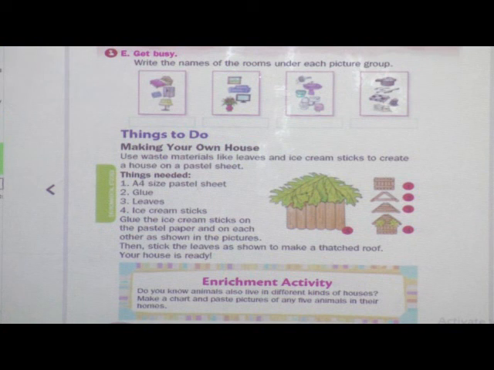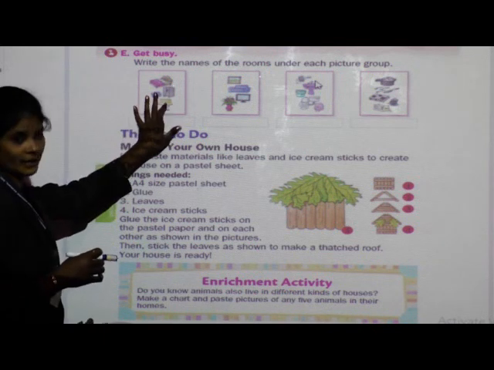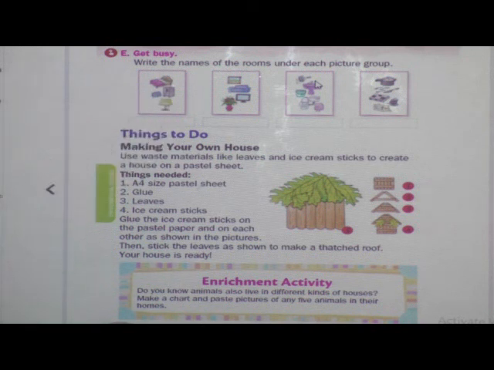See, what is the next question? Question E. Get busy. Write the names of the rooms under each picture group. See, here the pictures of some rooms are given. You have to write the names of each room by observing the pictures. Means you can observe the things which are given here. Okay. What do you see in first picture? Look at that picture carefully. What is this?